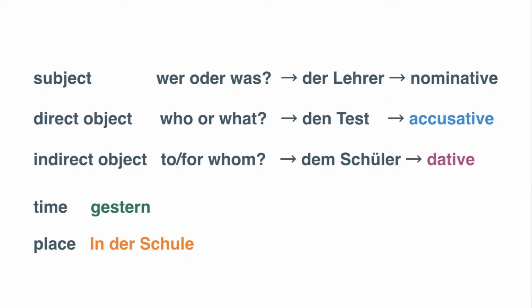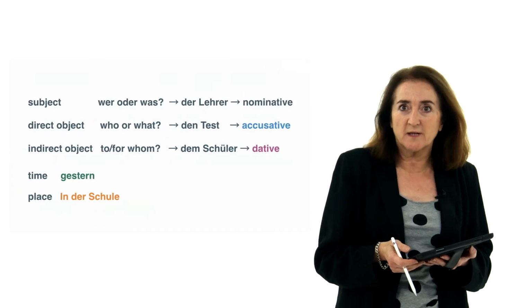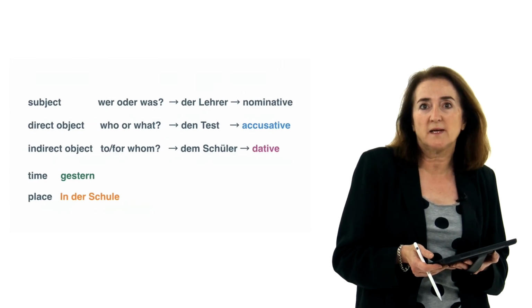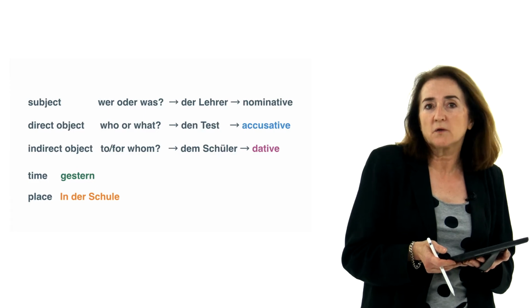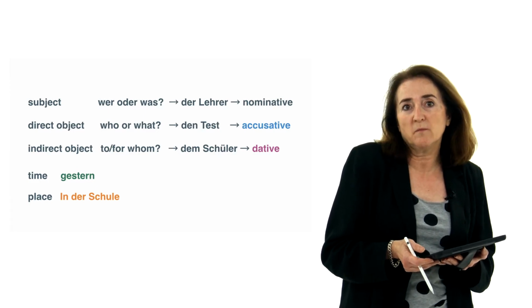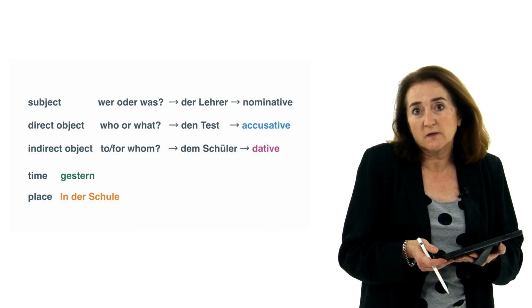Who is receiving, who gets the benefit of the action of the verb? In this case, a test is being returned. To whom or for whom is something done is the indirect object, and that's in the dative case. In the sentence, that would be dem Schüler. The 2 other elements are time, yesterday, gestern, and where, at school.